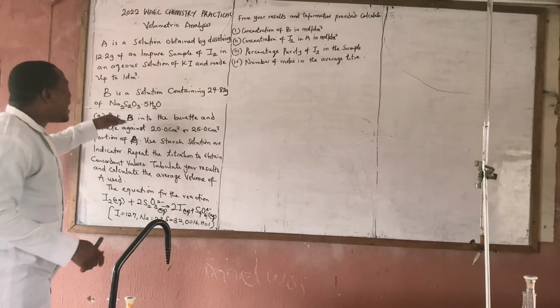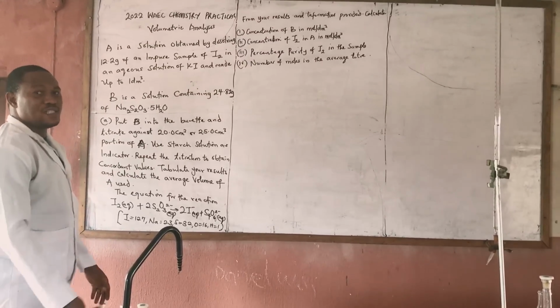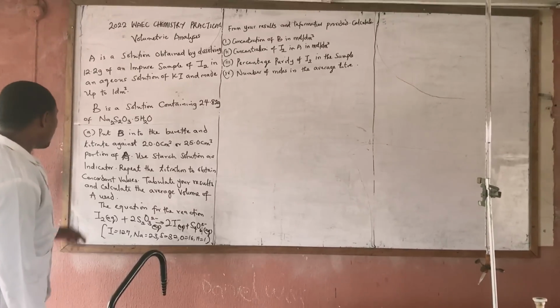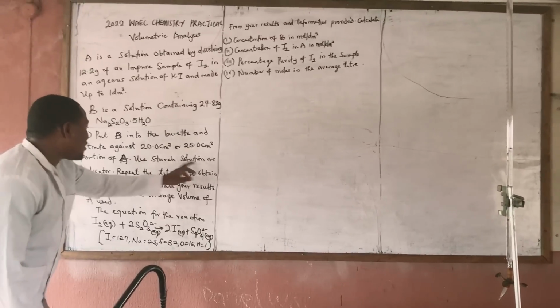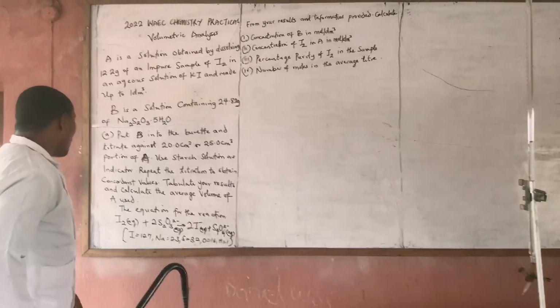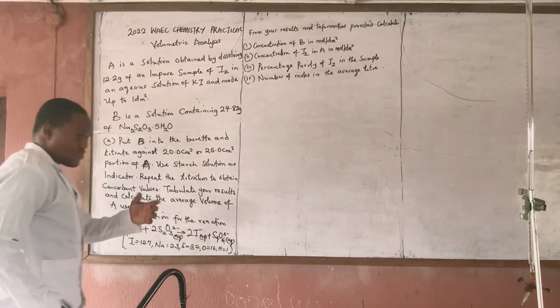So read the question. They will tell you the one in the burette. Then use starch solution as indicator. Repeat the titration to obtain concordant values. Tabulate your readings. So let's see.